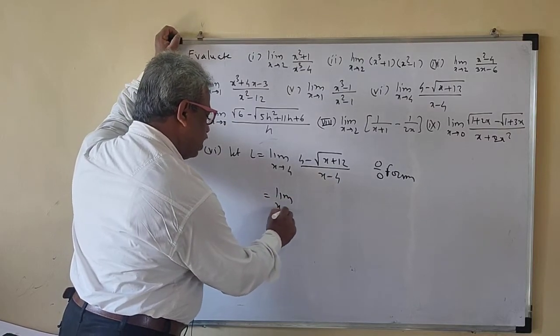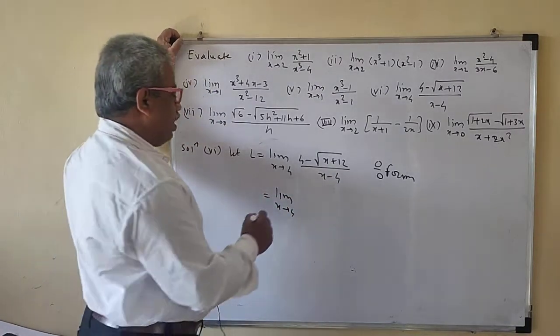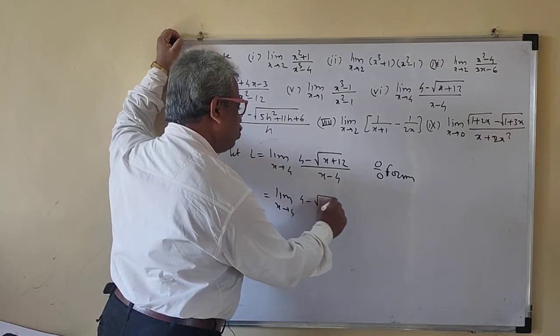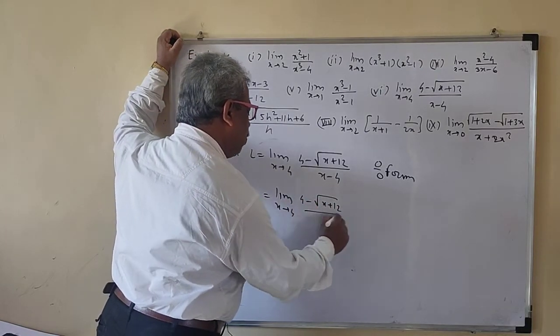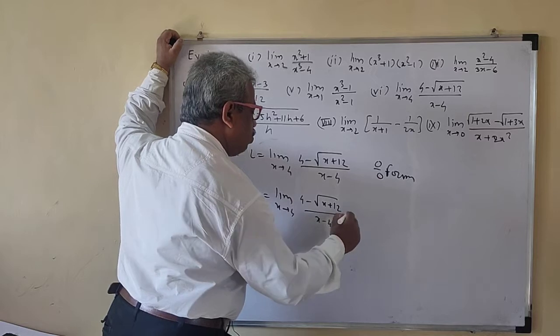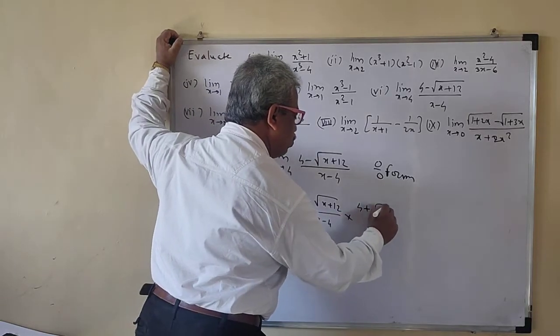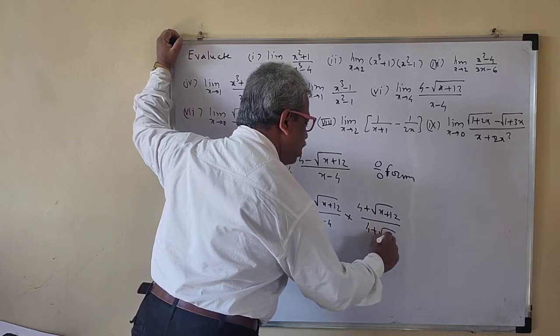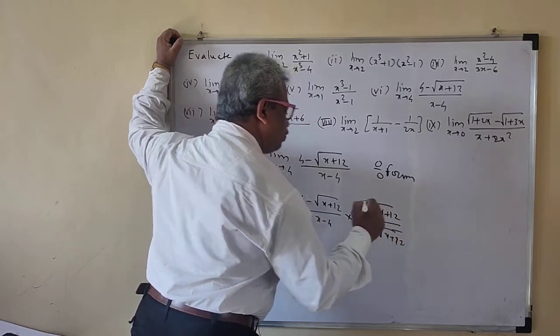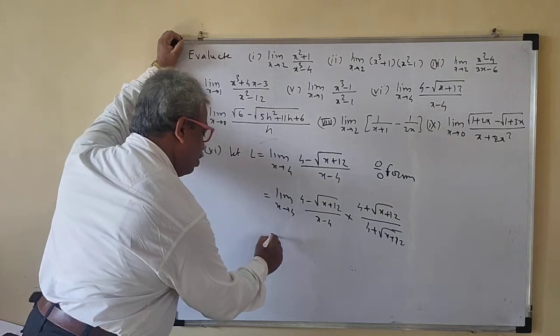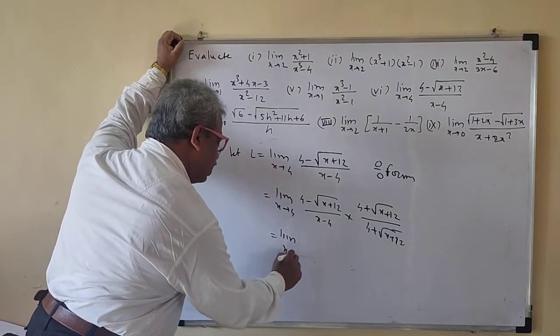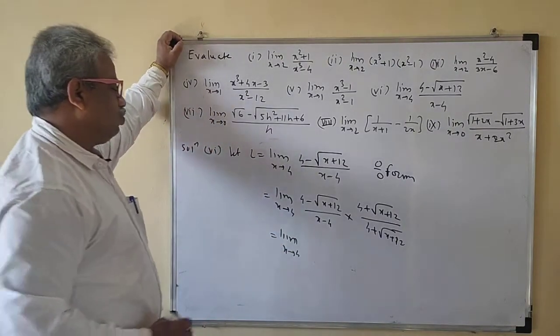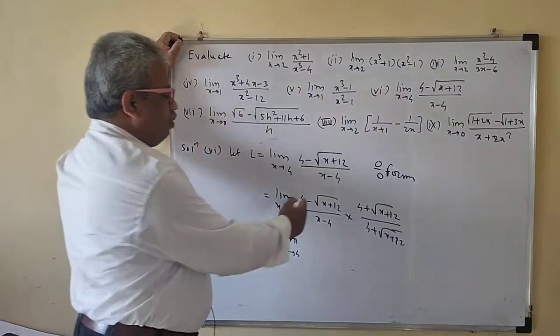So only the picture changes. So limit x tends to 4. We will rationalize the numerator now. (4 minus root of x plus 12) upon (x minus 4) into (4 plus root of x plus 12) upon (4 plus root of x plus 12). Okay. Now we'll multiply. Limit x tends to 4. So you have to multiply the numerator.